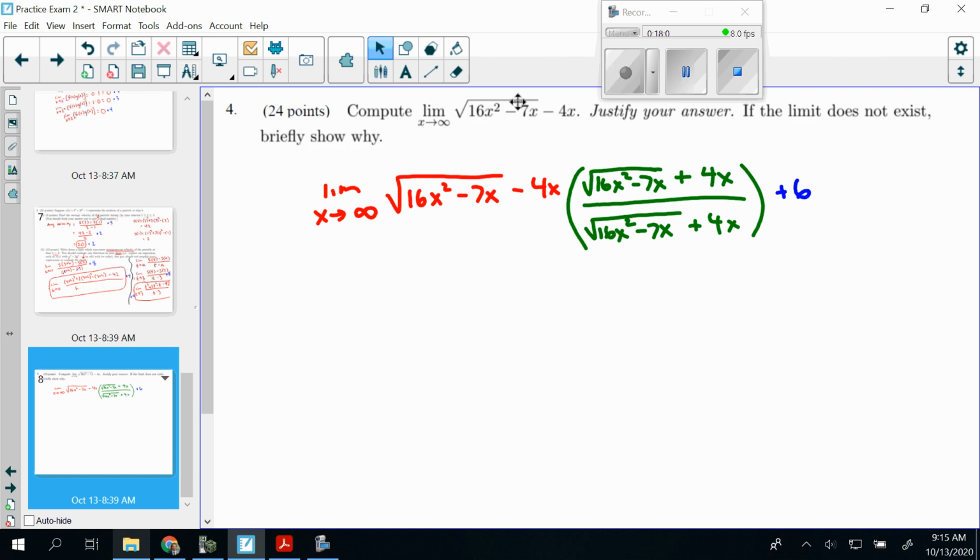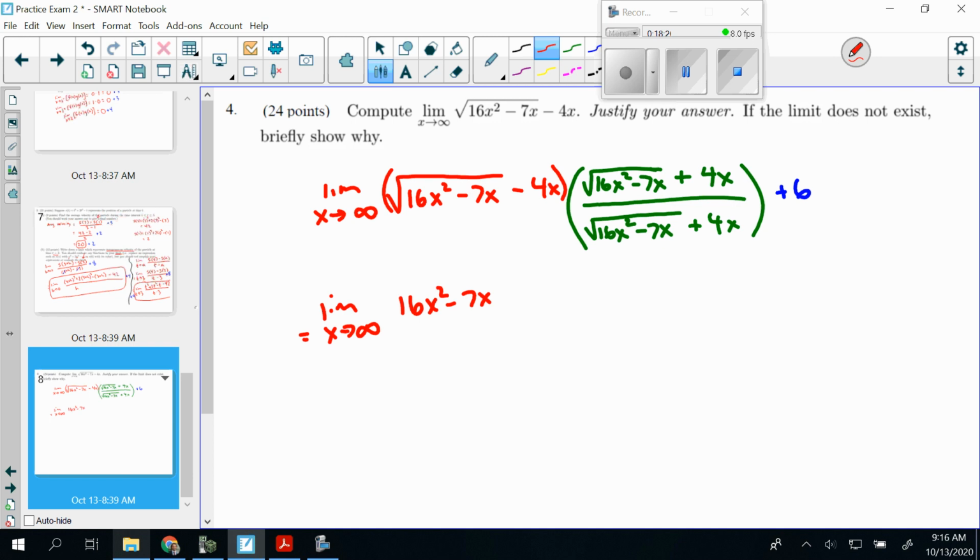All right, next step, then we want to continue our limit notation just like we did early on in that limit problem. When we multiply these now by the conjugate, that radical times the radical is just the stuff under the radical.